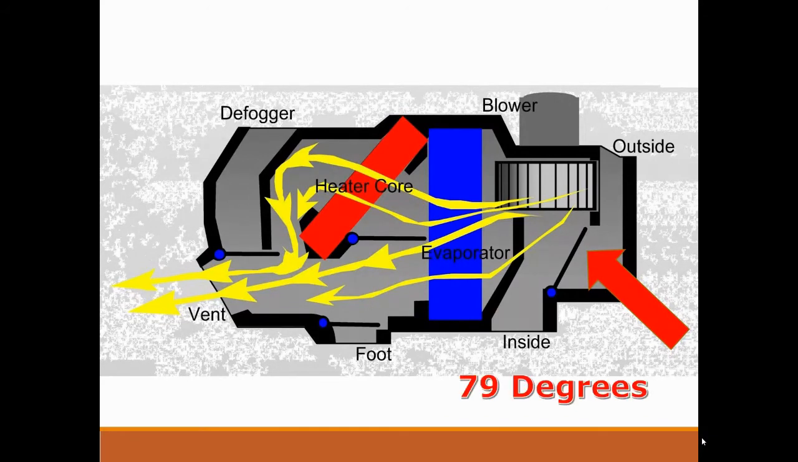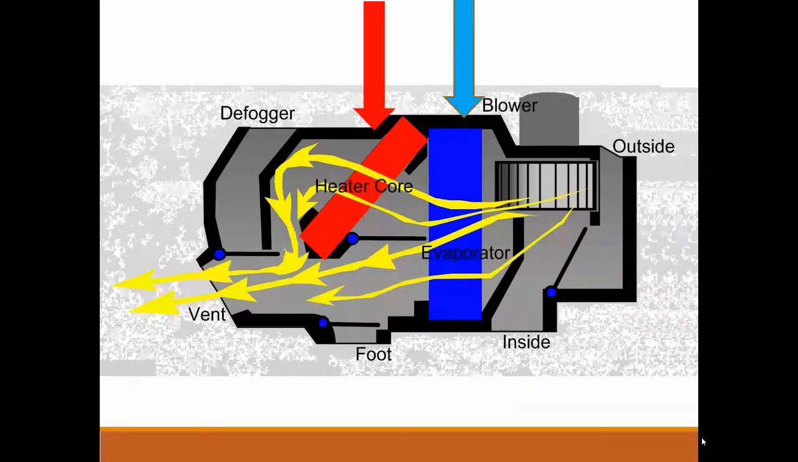Now, it's important that you understand it can get very comfortable inside the passenger compartment if we're starting off in the upper 70s compared to the mid to upper 90s. It's just going to be colder. The recirculation door is important, especially here in South Texas. We have to have a functioning recirculation door. Let's go on a little bit more.